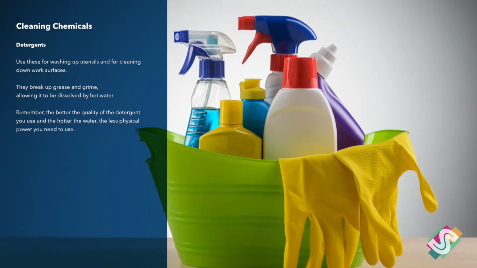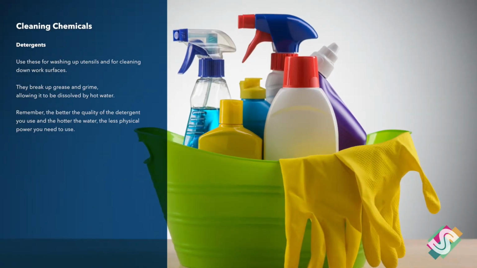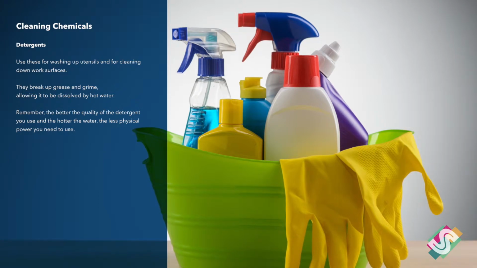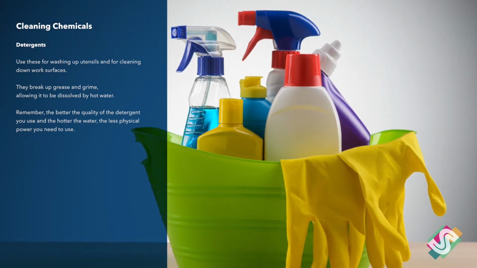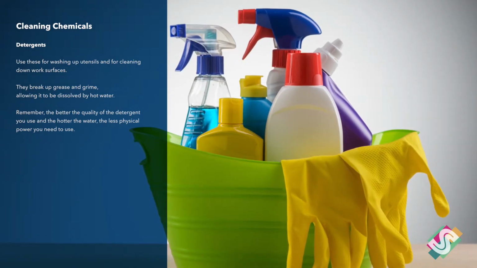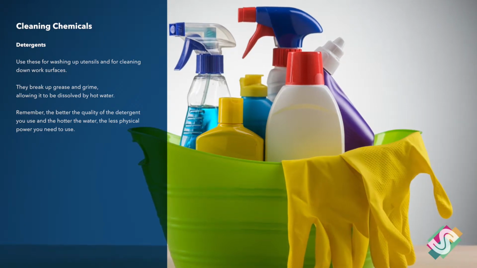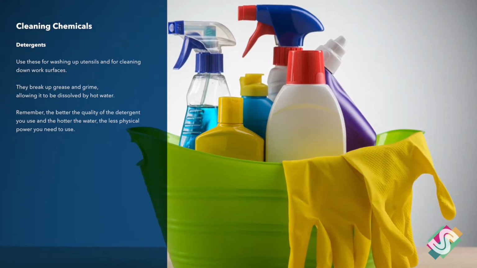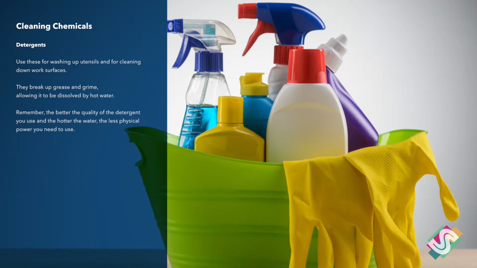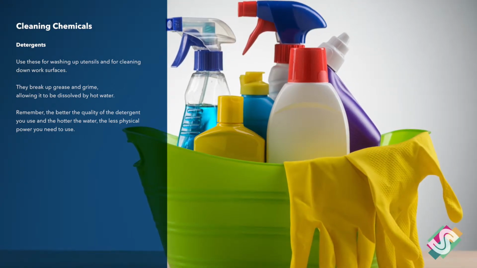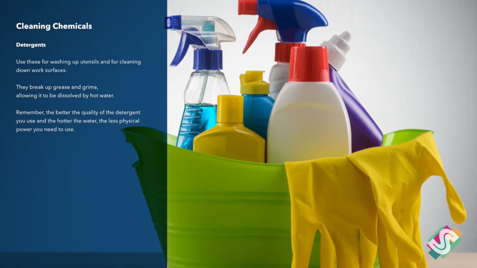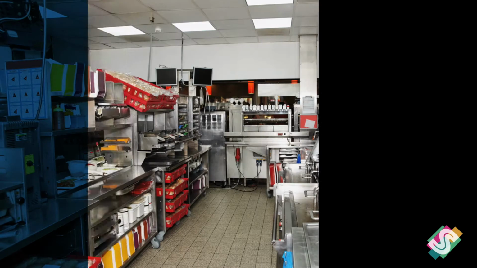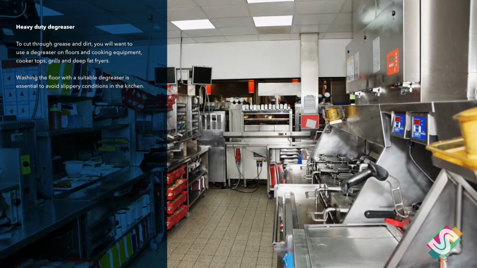Cleaning chemicals. Detergents. Use these for washing up utensils and for cleaning down work surfaces. They break up grease and grime, allowing it to be dissolved by hot water. Remember, the better the quality of the detergent you use, and the hotter the water, the less physical power you need to use.